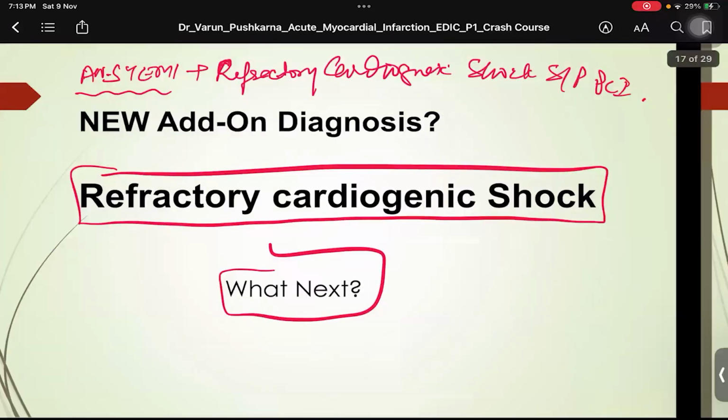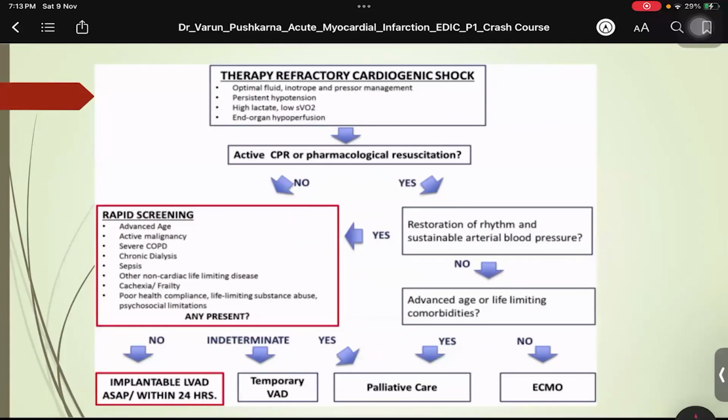You've already replied to that. So what are the therapies for refractory cardiogenic shock? How do you define refractory cardiogenic shock? When optimal fluid has been given and inotrope and pressor management has been done, but there is persistent hypotension, persistent high lactate, low SVO2, and end organ hypoperfusion is there, or these patients have received active CPR or pharmacological resuscitation, that is inotropes.